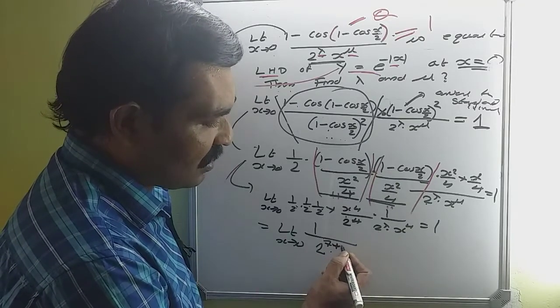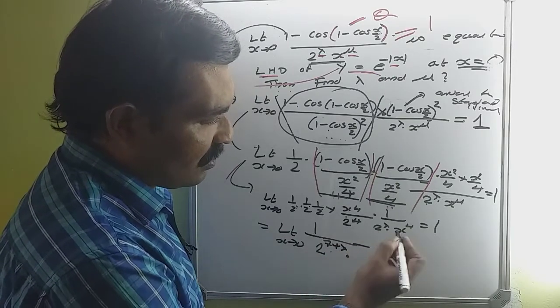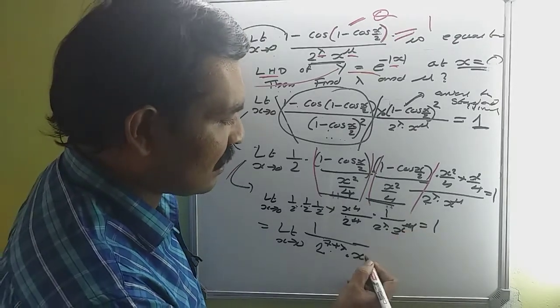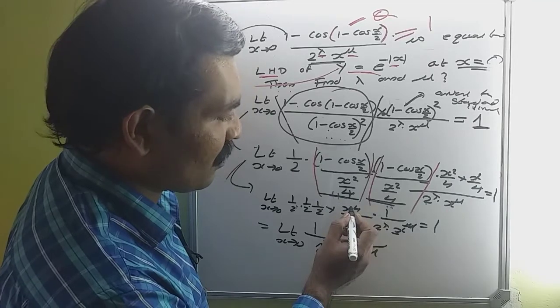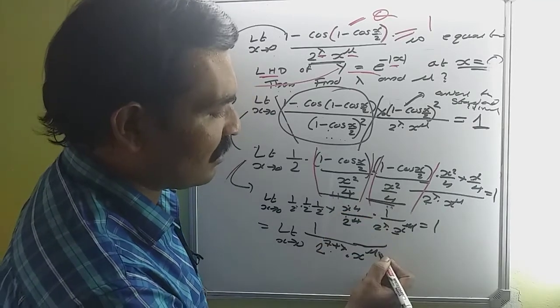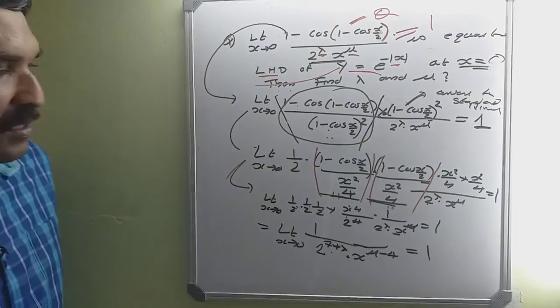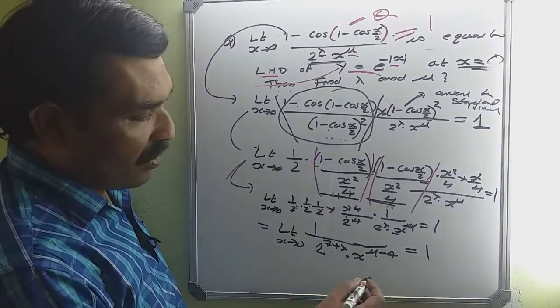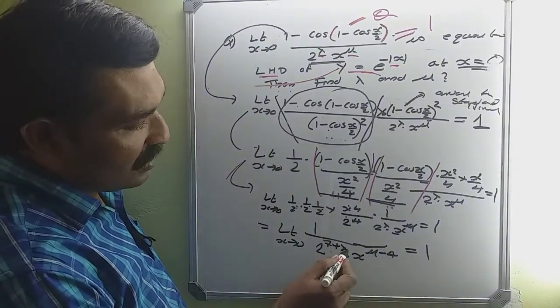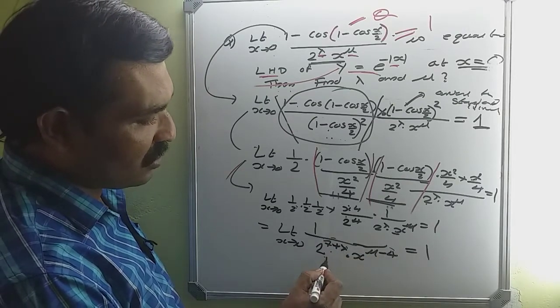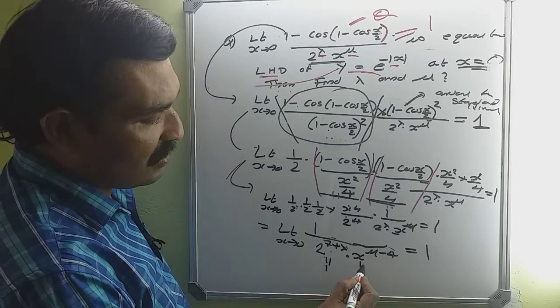So 7 plus lambda, into this term x raised to mu. With x raised to 4 taken to the denominator, that becomes x raised to mu minus 4, and that is equal to 1. The value of this limit is equal to 1 when this is equal to 1 and this is equal to 1. This should be 1 and this should be 1.